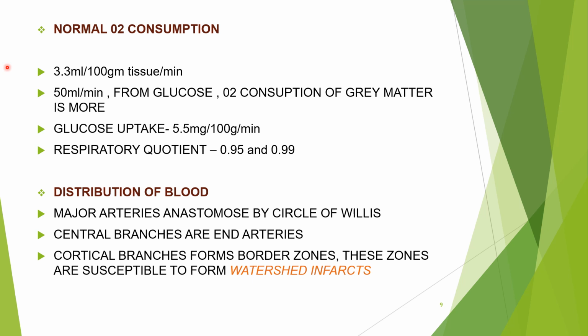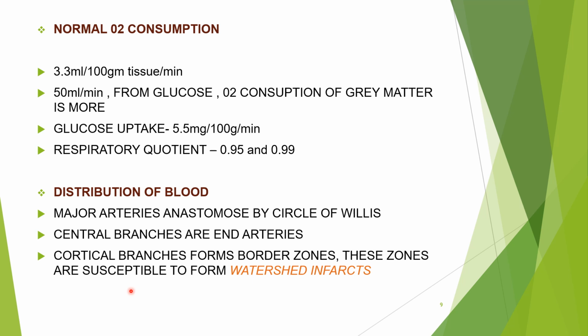The central branches are end arteries, that is, they do not anastomose with each other. Therefore, any thrombosis or rupture of these vessels will lead to infarction. Coming to the cortical branches, they are the anterior, middle and posterior cerebral arteries supplying the surfaces of the hemispheres, and they form border zones between the areas which are supplied by these arteries.